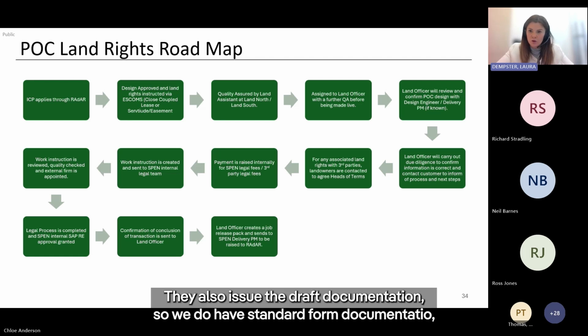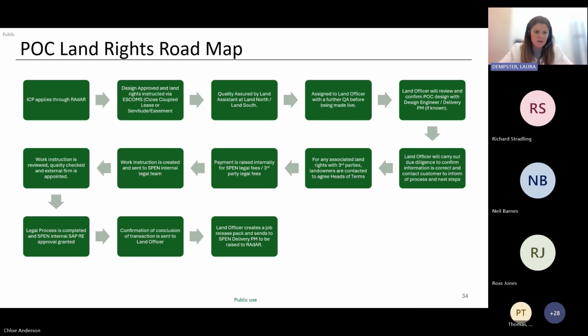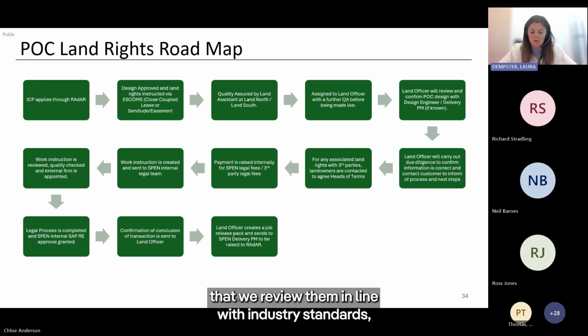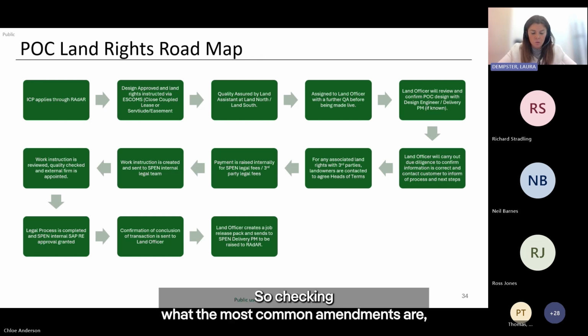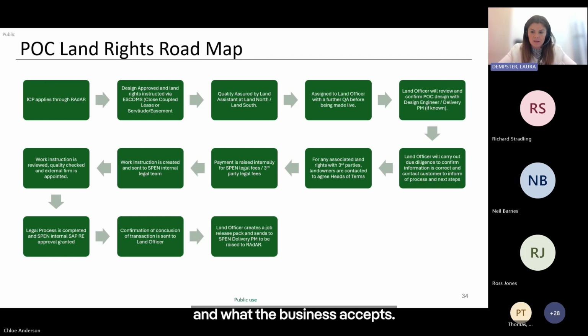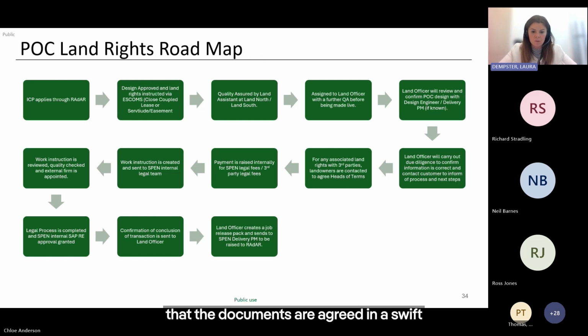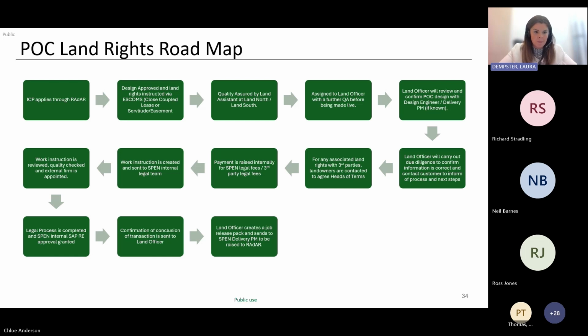They also issue the draft documentation, so we do have standard form documentation in the form of a way leave, an easement, servitude, lease, close coupled lease. Generally, these are reviewed every few years with the intention that we review them in line with industry standards, but also keeping our customers in mind. So checking what the most common amendments are and what the business accepts, just making sure that the documents are as up to date as possible to ensure that the documents are agreed in a swift and timely manner to minimise the delay to the customer journey.